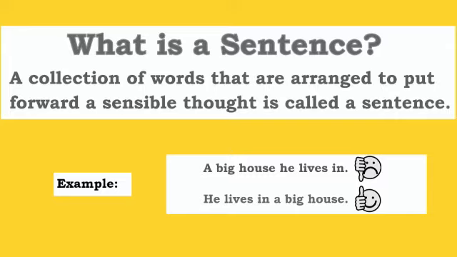Understood, children? So now let's go deep into the subject and know what is a sentence. To speak, read and write, we make use of sentences. Clear, children? This is the use of sentences. So what is a sentence basically? A collection of words that are arranged to put forward a sensible thought is called a sentence. As I told you, when you combine two-letter words or three-letter words and those words give us a definite meaning or make complete sense, then we call it a sentence.